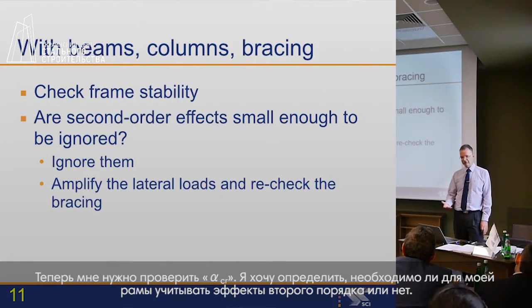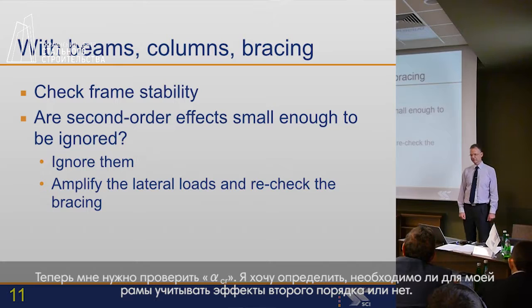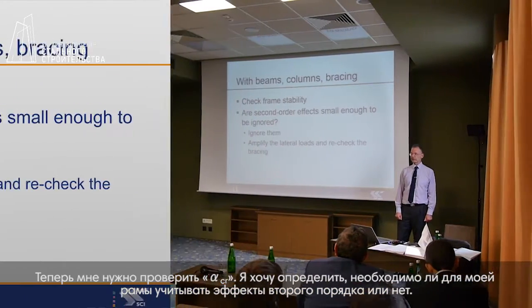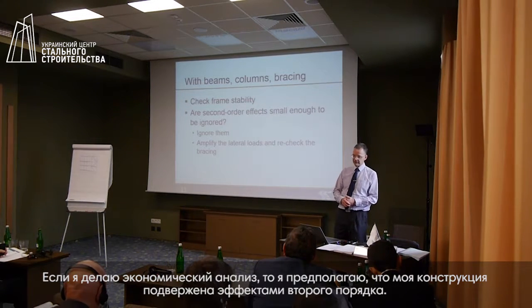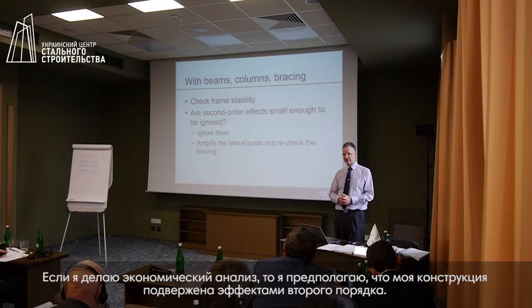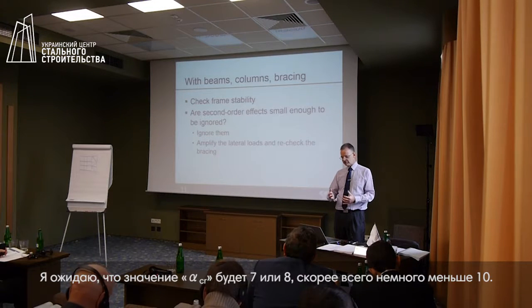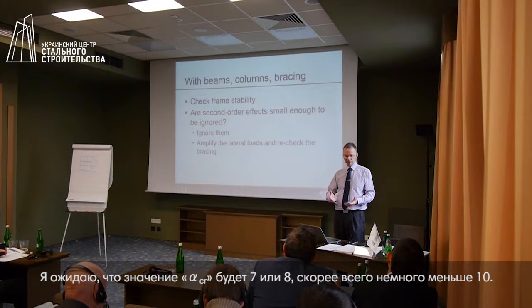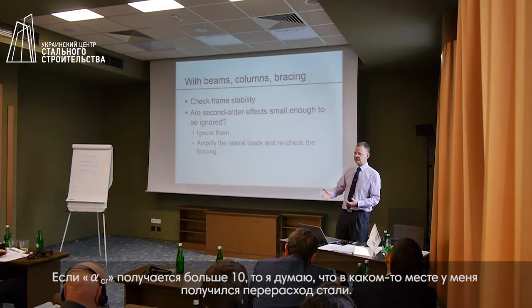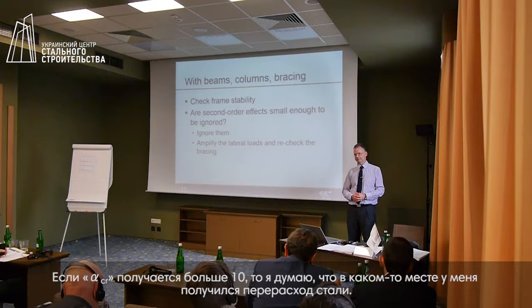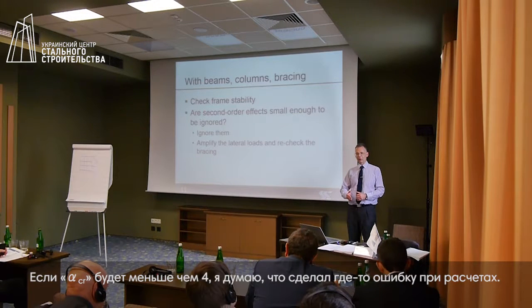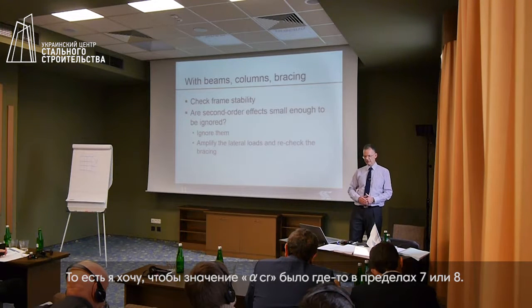Then I have to check alpha crit, because I want to see whether my frame is sensitive to second order effects or not. If I have done an economical design, I would expect my frame to be sensitive to second order effects. I would expect alpha crit to be 7 or 8, probably less than 10. If alpha crit is greater than 10, I think I'm giving away too much steel somewhere. If alpha crit is less than 4, I think I've made a mistake somewhere. So I would expect somewhere around 7 or 8.